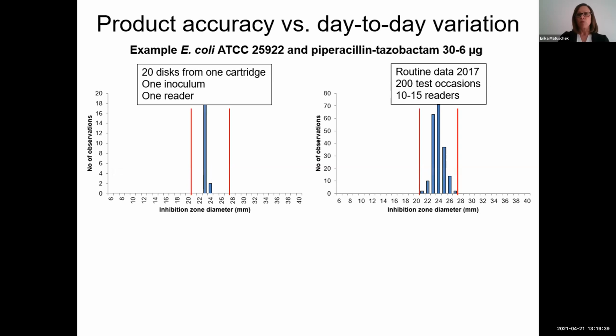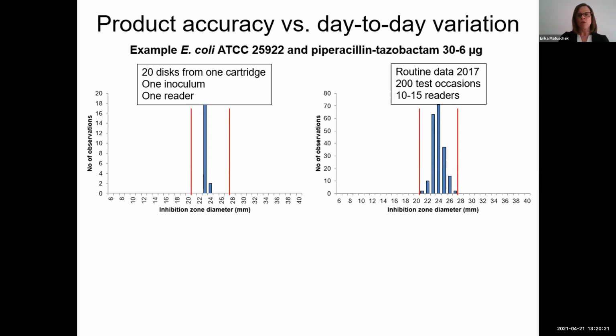This is an example that also shows why we have the meaning of the range. This is E. coli ATCC 25922, piperacillin tazobactam, and in the graph to the left, we have taken 20 discs from the same cartridge. We put them on a Mueller-Hinton agar plate inoculated with the same inoculum. They were of course put into the incubator at the same time, and one reader read all the zones. And then you can see that almost all results were at 23 millimeters, a few at 24 millimeters. So these discs had a very good reproducibility and were reliable within one disc cartridge.